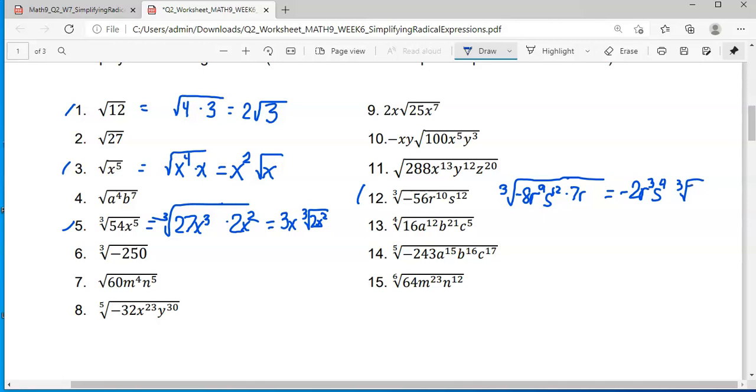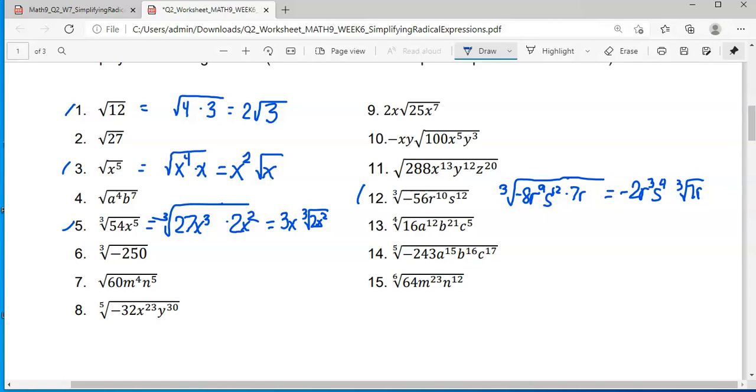So our answer is negative 2 r raised to 3 s raised to 4 times the cube root of 7r. Okay. Next example natin.